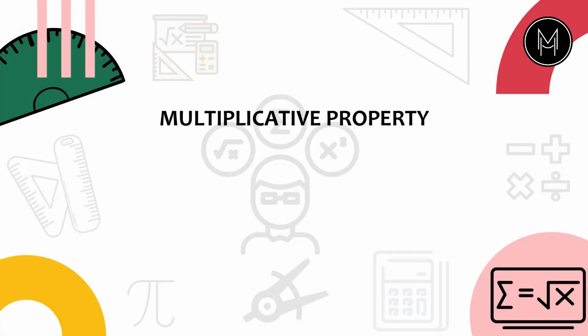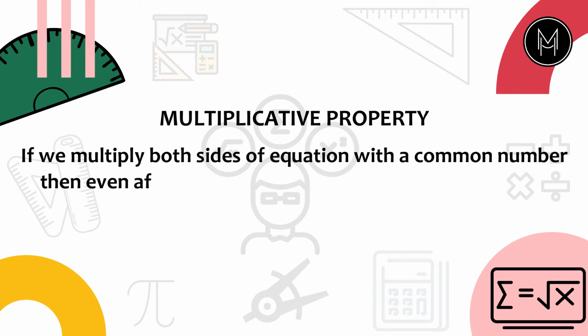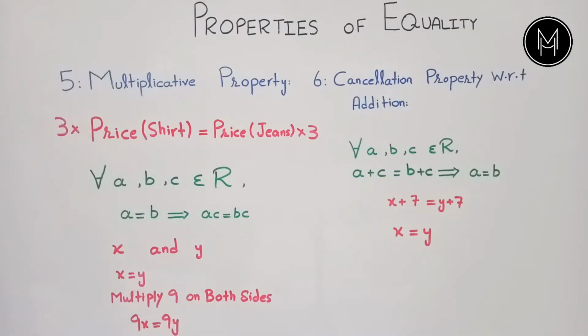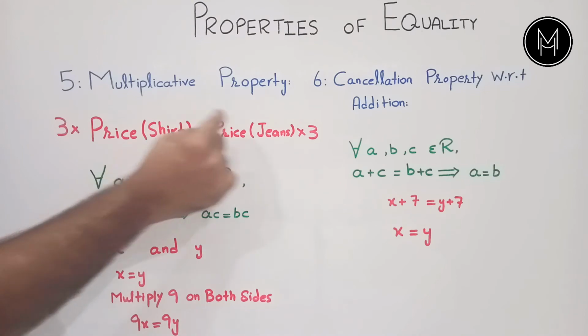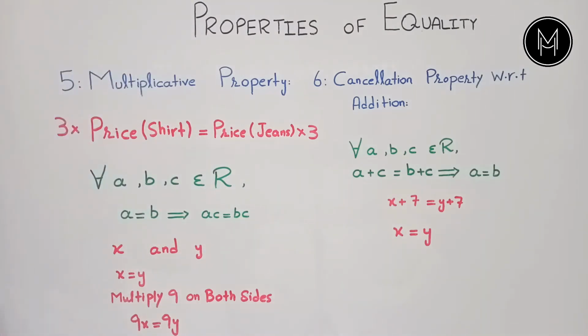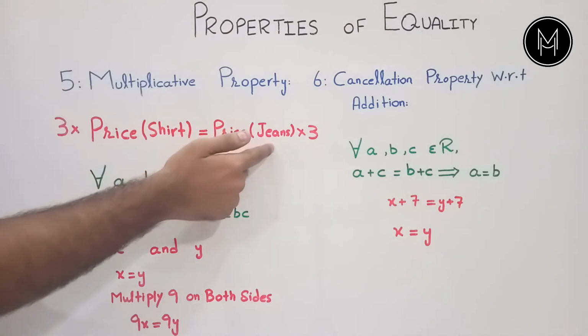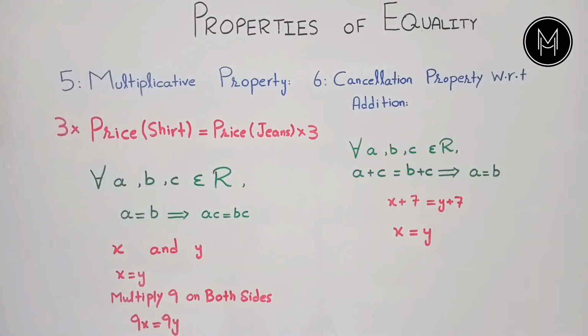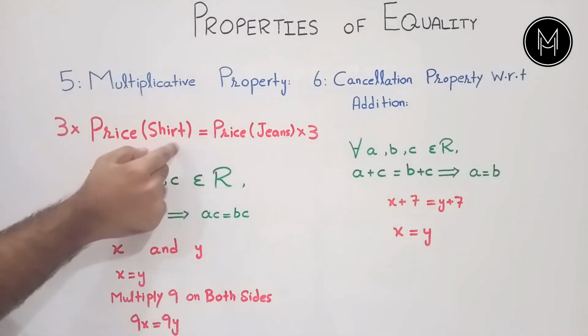Now the fifth property of equality is the multiplicative property. This property says if we multiply both sides of an equation with a common number, then even after multiplication the equation will be equal. For example, let's say we go shopping and we buy one shirt and one jeans. The most important thing you should know: the price of one shirt is equal to the price of one jeans. So we can make the equation that the price of one shirt is equal to the price of one jeans. After this, we decide to buy two more jeans and two more shirts. So after this decision, now we should pay for a total of 3 jeans and 3 shirts.